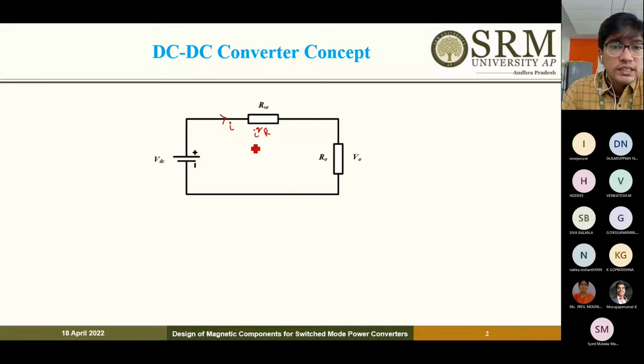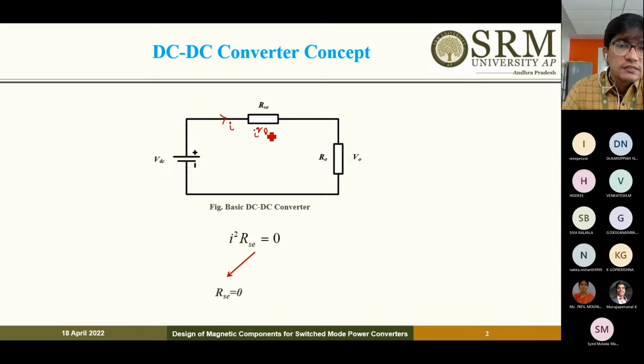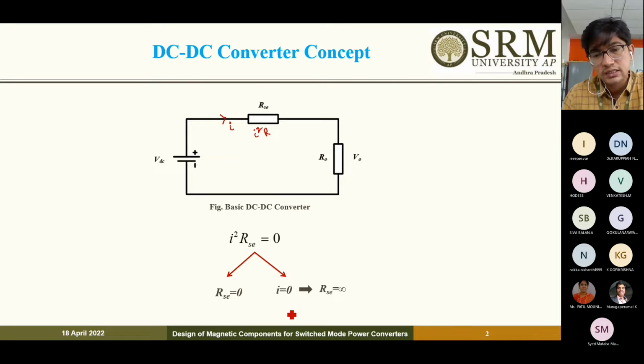Here there are two ways we can make the I square R loss equal to 0. One is by making the resistance 0; that is one way to make the I square R loss equal to 0. The other way is by making I equal to 0. Ideally speaking, I will be 0 when R is infinity. So how can we achieve resistance 0 and current 0?